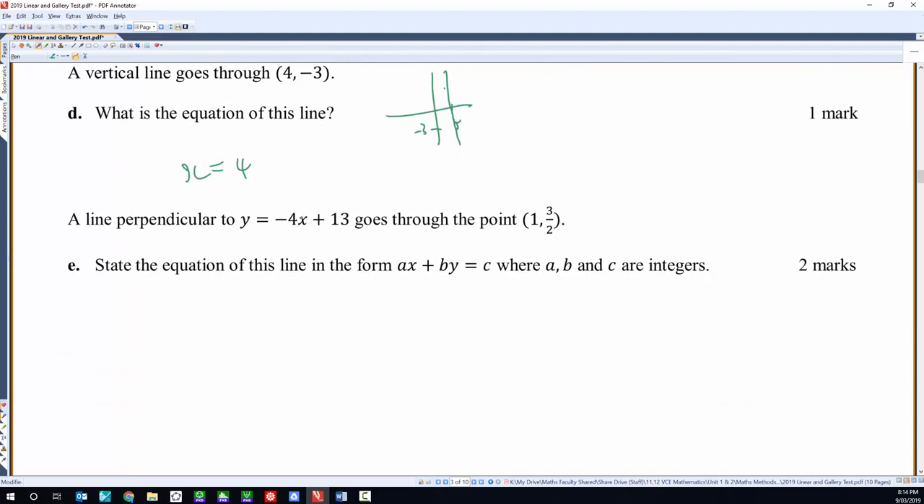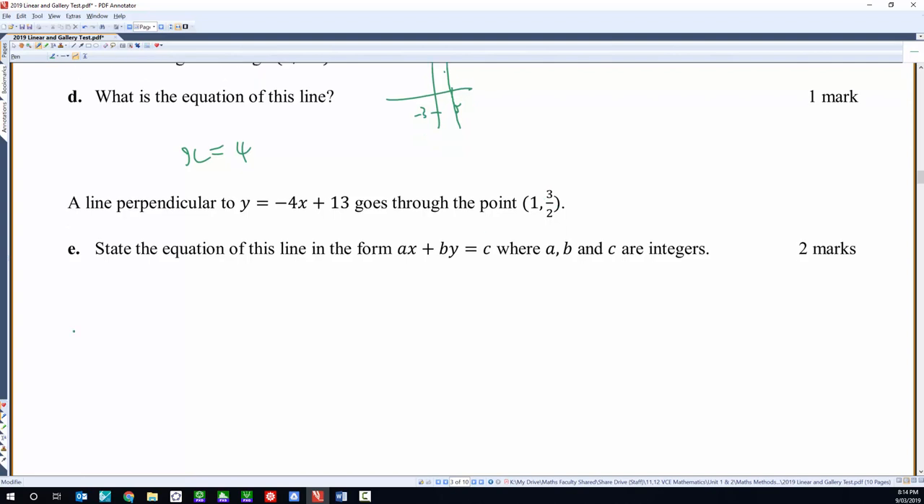The line perpendicular to this line here goes through this coordinate, and what we wanted to do was state the equation of the line. So we know that it was going to look like this: y equals a quarter x plus c. That is, I don't know what the y-intercept is. Now what we're going to do is put this coordinate point in. So that is 3 on 2 equals a quarter times something plus c.